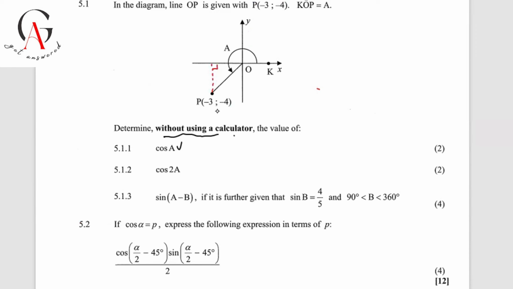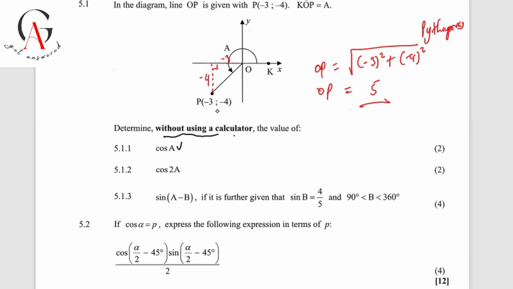Now this is the -3. This is the -4 because it's x and y. Then we need to find OP. So OP is going to be the square root of (-3) squared plus (-4) squared. Reason, we're using Pythagoras. So our OP is going to be 5. Now remember, when you're finding the hypotenuse, we can never have a negative. It's always a positive value. So if our triangle is finished, I think that's where we're going to get the first mark for completing the triangle.